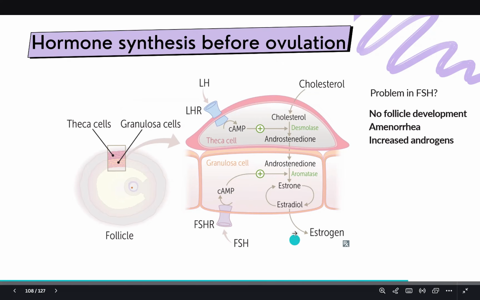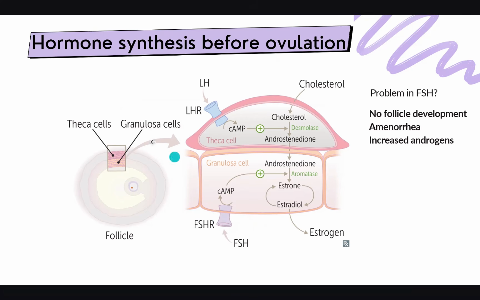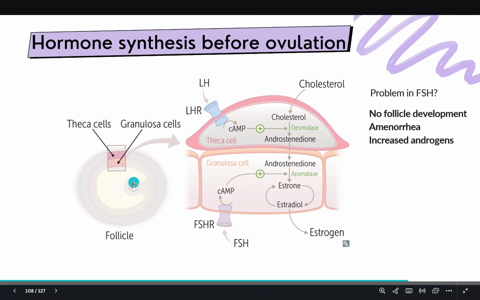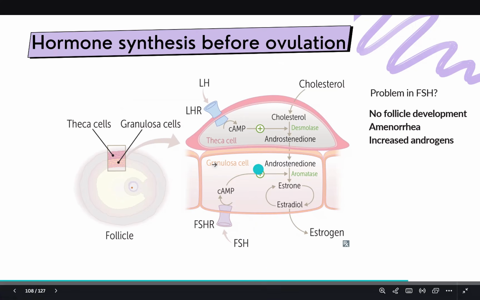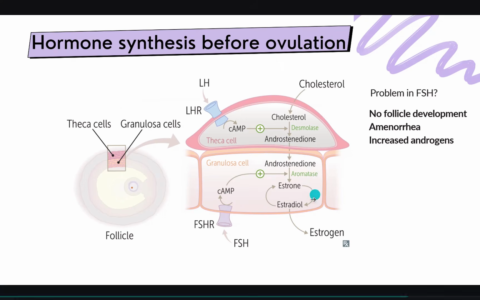All right. Now, if there's a problem in follicle stimulating hormone, or FSH, what happens is that there is no follicle development. So FSH is responsible for follicles to develop. That's one thing. And if the follicles are not developing, that means there is no egg that is made, and there is no preparation for the pregnancy itself. This leads to amenorrhea, or no periods. All right, and this also leads to increased androgens. Why? Because in the granulosa cell you need to stimulate the granulosa cell for converting this androgen, or androstenedione, to estrogen. If there is no conversion, then all of this androgen piles up, and this leads to increased androgens. All right, this happens before ovulation.